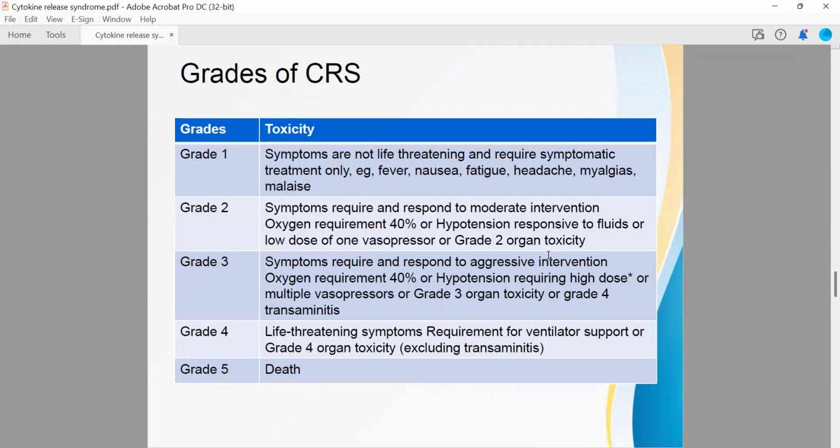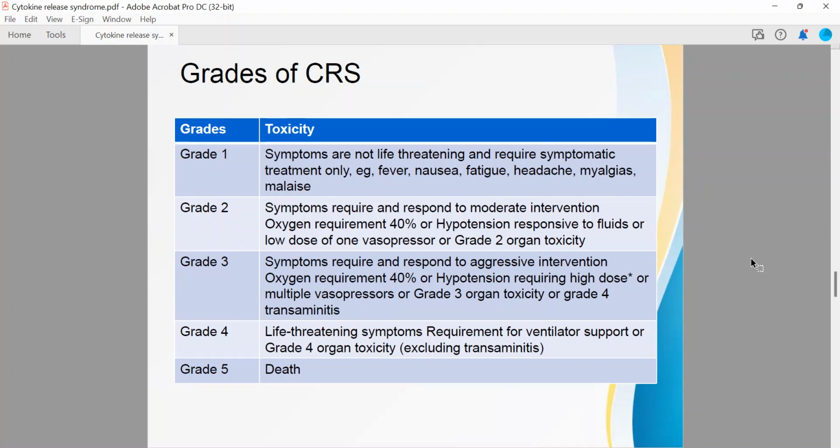And grade 2 may also lead to organ toxicity. Grade 3 symptoms require a response to aggressive intervention, an oxygen requirement of 40%, and hypotension requiring high dose of multiple vasopressors, and grade 3 organ toxicity, and grade 4 transaminitis. So grade 4 is like life-threatening symptoms. They require ventilator support, and it will also lead to organ toxicity, including transaminitis. Grade 5, if we have not treated it, it may go to death as well.